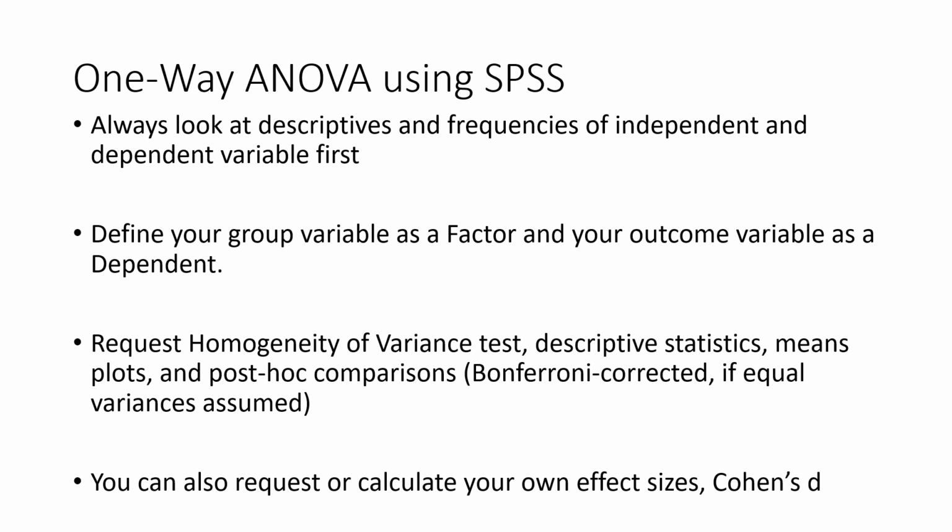You also want to request the homogeneity of variance test. This is the Levene's test that tells us whether or not the variances are roughly equal across our groups. The spread of the scores is roughly equal across our groups. You also want to request descriptive statistics, perhaps mean plots as well, and post hoc comparisons, which I would recommend should be Bonferroni corrected if equal variances are assumed based on your Levene's test. You can also request or calculate your own effect sizes to tell you something about the magnitude of the differences. And perhaps the most common one is Cohen's d, but there are other ones as well.